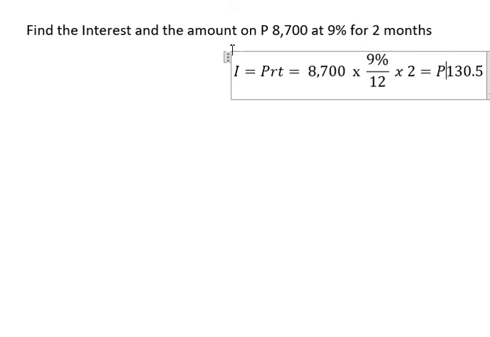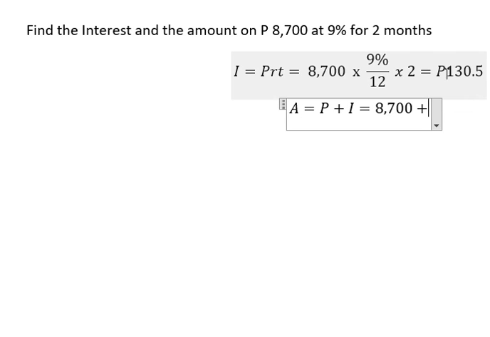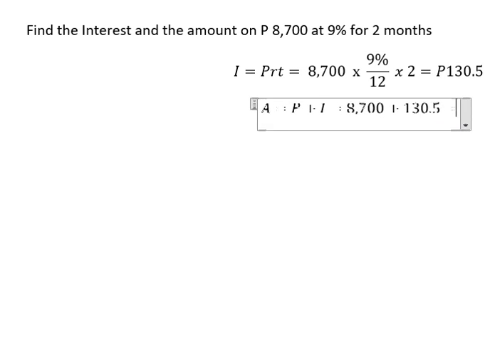And now the next one, we need to find the amount. So about the amount in here, we have P plus I. The principal, we have this one. The amount, that's the interest, that's about this one. And then we have the final answer.